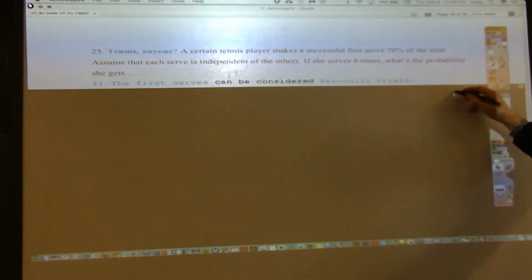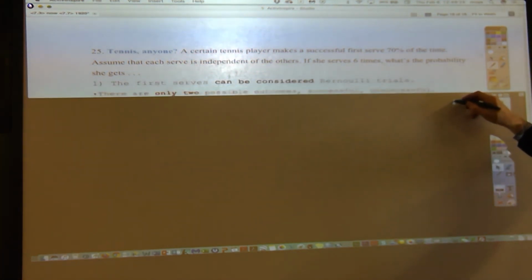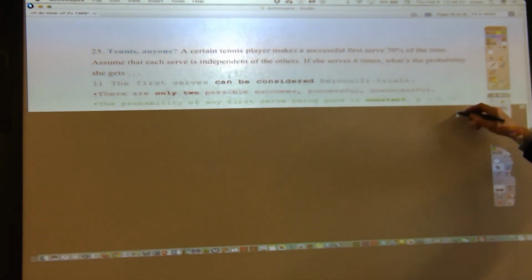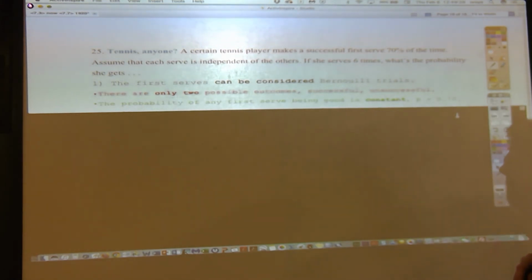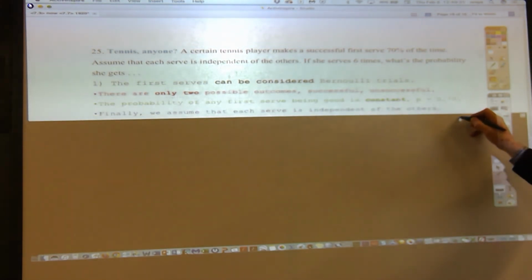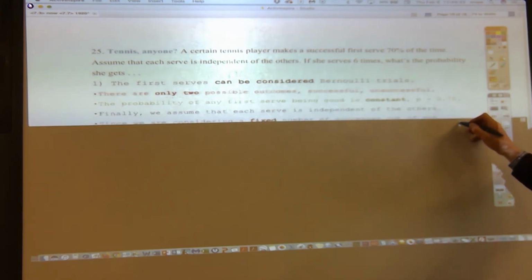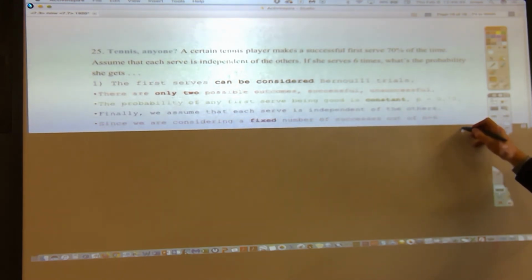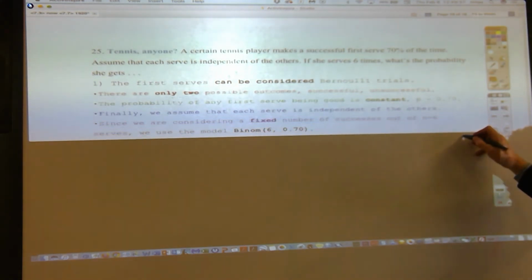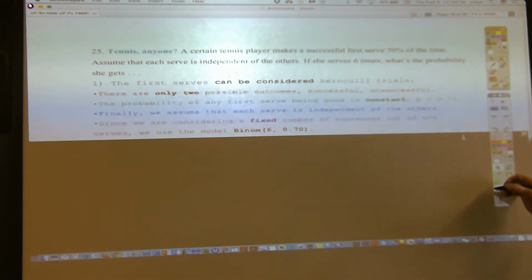First serves can be considered Bernoulli trials. Why? Because there are only 2 possible outcomes, successful and unsuccessful. The probability of the first serve being good is constant at 0.7. Finally, we assume that each serve is independent of the other. Since we're considering a fixed number of serves, n equals 6, we're going to use the binomial model.